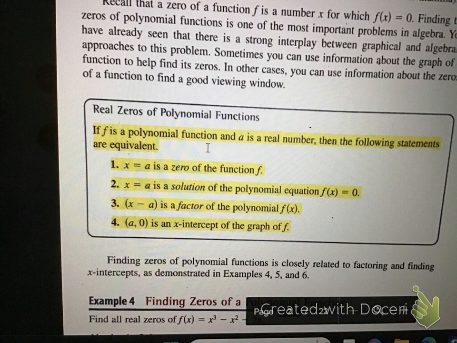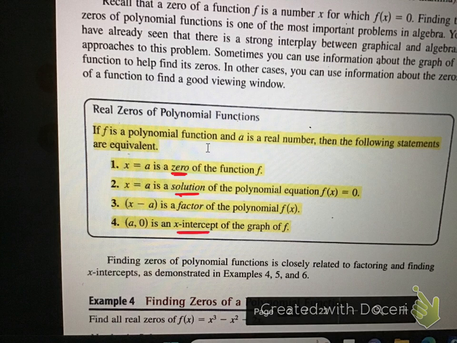So this is really important. The real zeros. If f is a polynomial function and a is a real number, then the following statements are equivalent. X equals a is a 0 of the function. X equals a is also called a solution of the function. X minus a is a factor, and (a, 0) is an x-intercept. So all these words are kind of interchangeable.